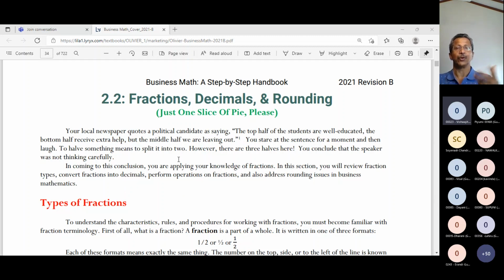Now, one of your local newspapers, or our politician, will say, the top half of the students are well educated, the bottom half receive extra help, but the middle half we are leaving out. Is this statement correct? Now, half means 50%. So you can't have 3 halves in 100, right? So you can only have 2 halves. So this statement is not correct.